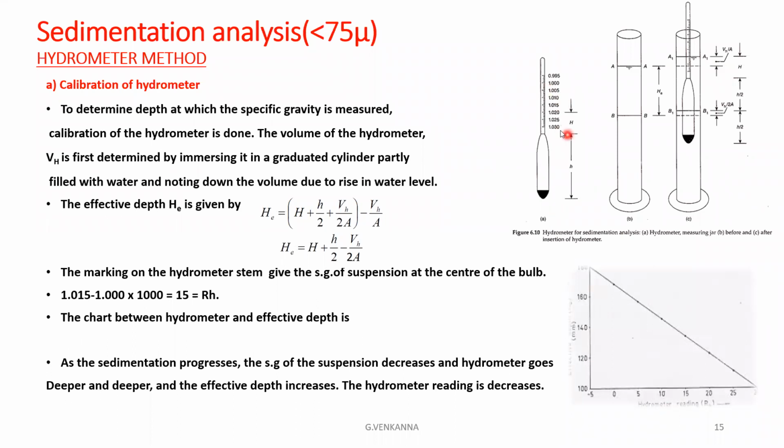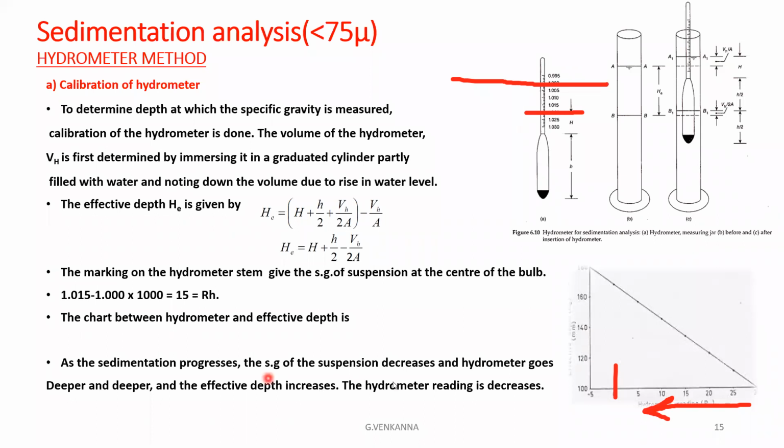Why? Because if the hydrometer goes deeper, like at present the hydrometer is in this place, after the sedimentation process the hydrometer goes deeper and deeper. Automatically we get the specific gravity as one. So 1 minus 1, into 1000, we get only a zero value. Like this way we obtain the hydrometer reading values in a decreasing manner. So once again.